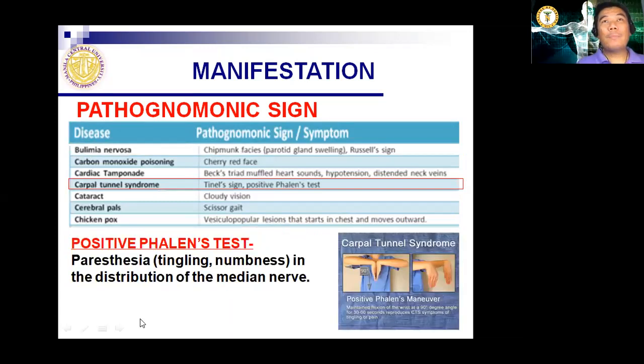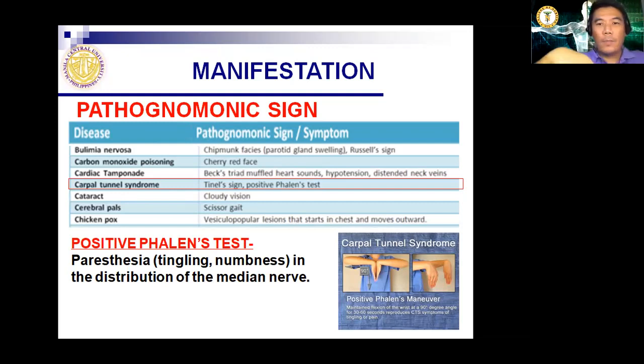Before we proceed with the succeeding slide, I have mentioned to you about Tinel sign. This is the Tinel sign. Once you press this, the nerve is irritated, there's tingling, there's pins and needles. That is Tinel sign. For the Phalen sign, if there is paresthesia or numbness, you will do Phalen's maneuver. You will flex your wrist 90 degrees for 30 to 60 seconds.